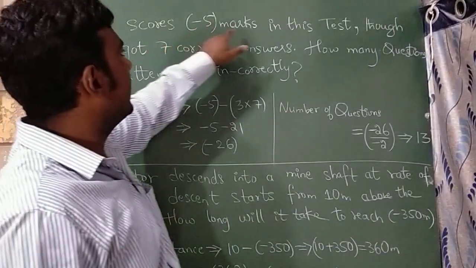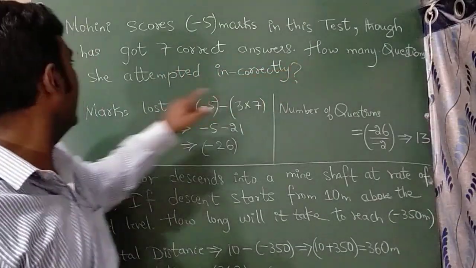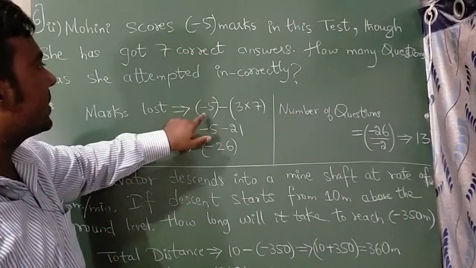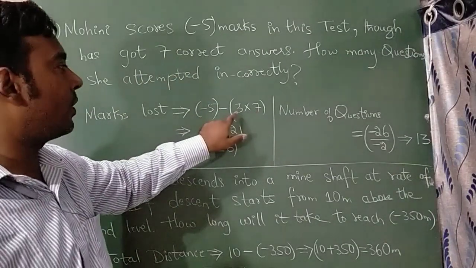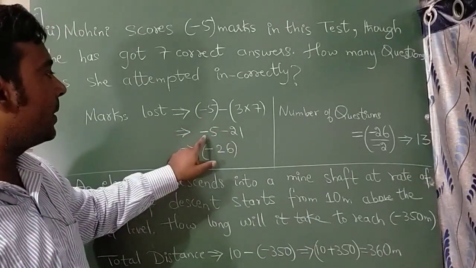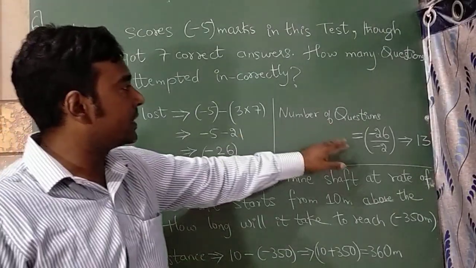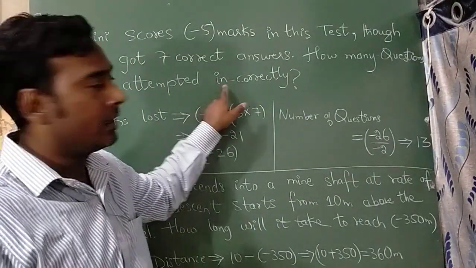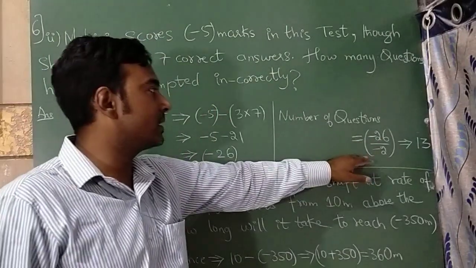Mohini scores minus 5 marks in this test, though she has got 7 correct answers. How many questions has she attempted incorrectly? So marks lost is minus 5 minus 7 correct. So correct is awarded 3 marks. So 7 threes are 21. Since there is a minus here, so minus here. So both are minus. So minus 5 minus 21 is minus 26. So the number of questions is minus 26 divided by minus 2. This minus 2 is because it is incorrect. So minus minus get cancelled. 2 ones are 2, 2 thirteens are 26. Fine. This is the answer.